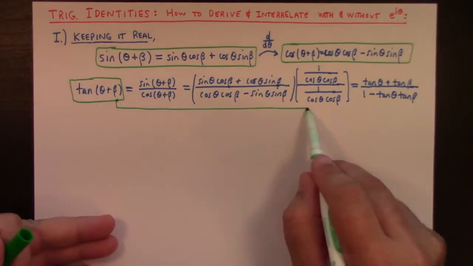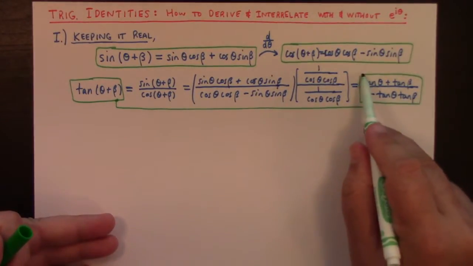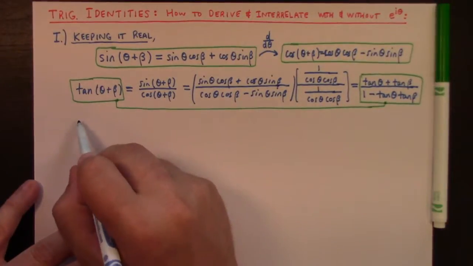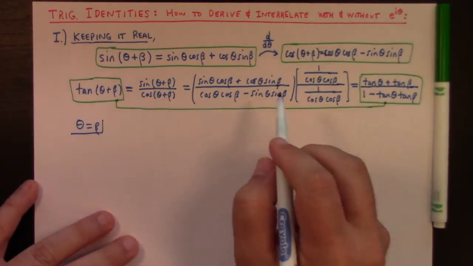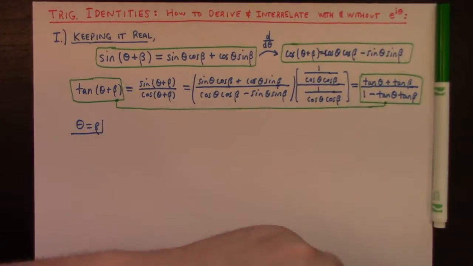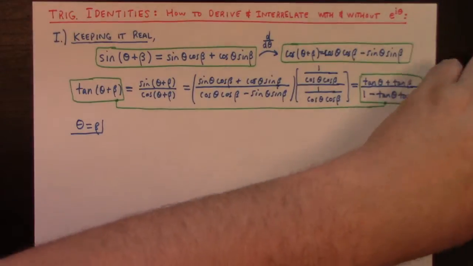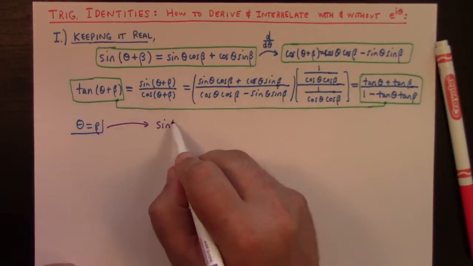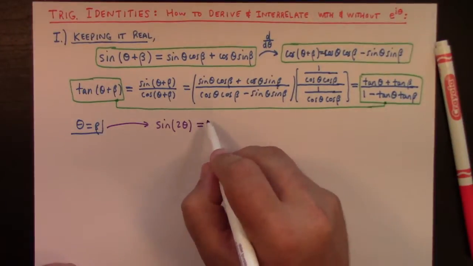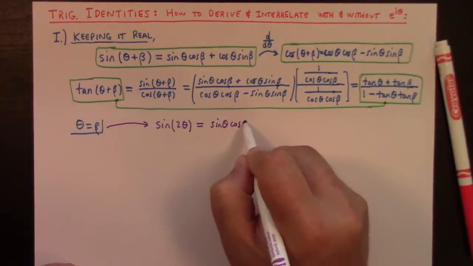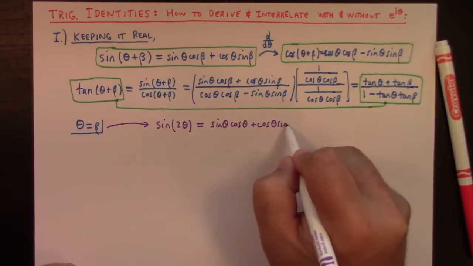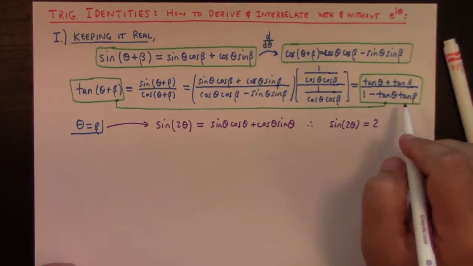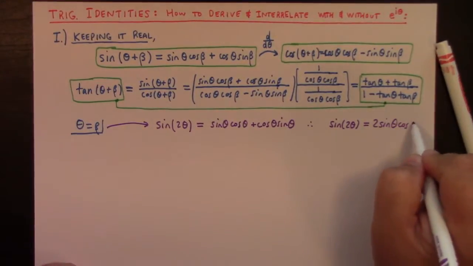Now, once you know these adding angles formulas, it's pretty easy to derive double angle formulas, right? For example, if you look at theta equals beta, you can get three different nice results. They require a certain amount of finesse to get what you want. This one requires not too much finesse. Sine of 2 theta is sine theta cosine theta plus cosine theta sine theta. So therefore, sine 2 theta is equal to 2 sine theta cosine theta. So that's pretty nice.